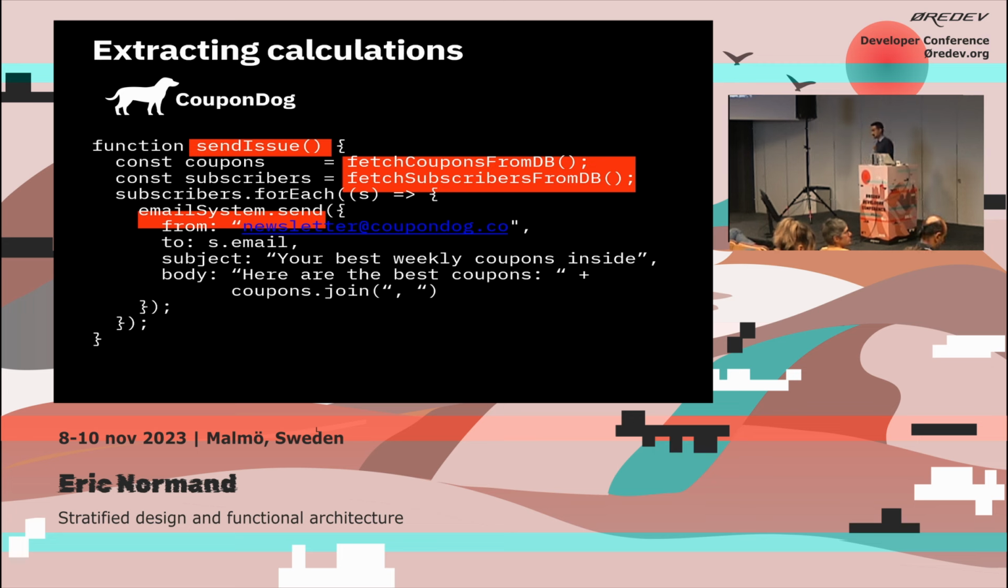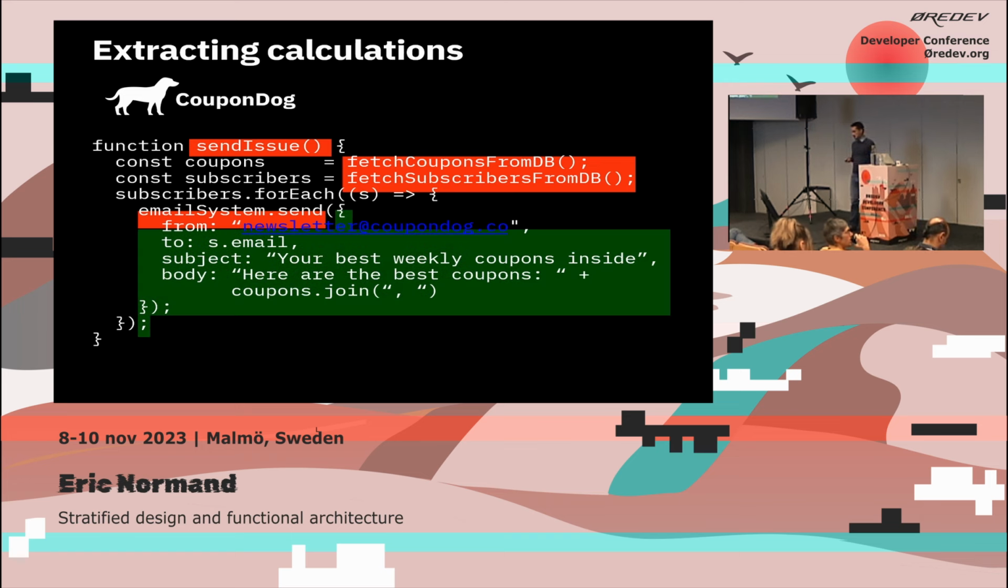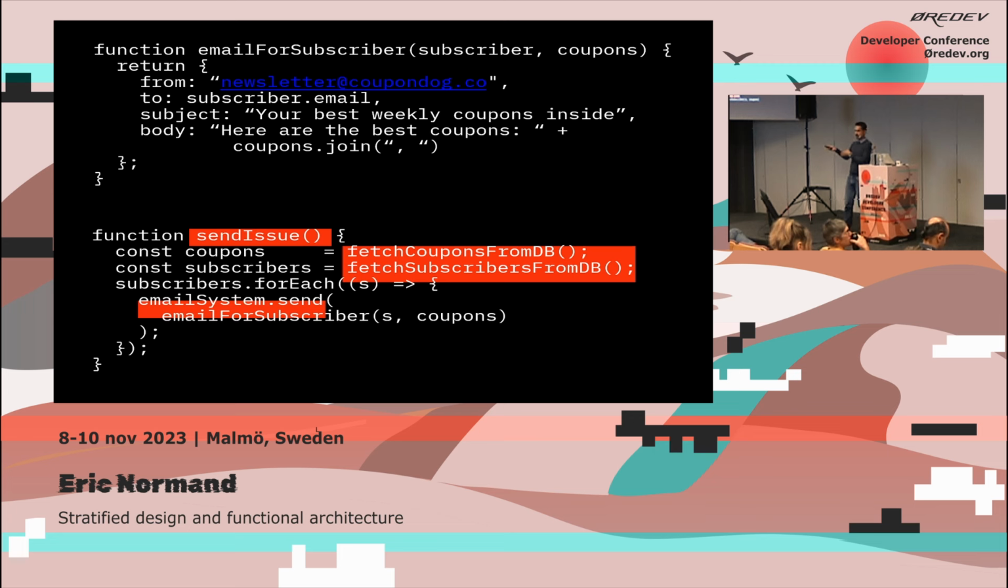We can highlight our actions just so we know. And we see that the stuff reading from the database is obviously actions, and then the email system send is an action. And we might look at this and say, look, it's all actions. There's no calculations in there. But we can actually pull some calculations out. And if we make that its own function, then we've got less code in actions. It's easier to test this email for subscriber because it's just a pure function. It's a calculation. And so now we have less hard code to test.